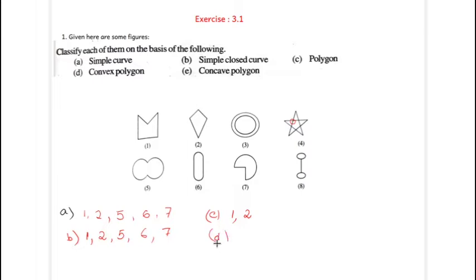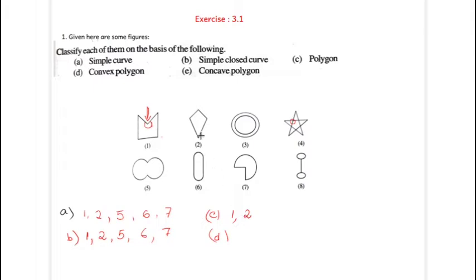Now come to number D, convex polygon. It should be a polygon, so 1 and 2 are polygons here. Now what is convex? All the angles should be less than 180 degrees. First check it. See here, all the angles are less than 180 degrees, but we have to check this angle, where a cave-like structure is there. So similarly here we can say it is not a convex figure. It is concave, a cave-like structure is there, and this angle is also more than 180 degrees, so it is not a convex figure.